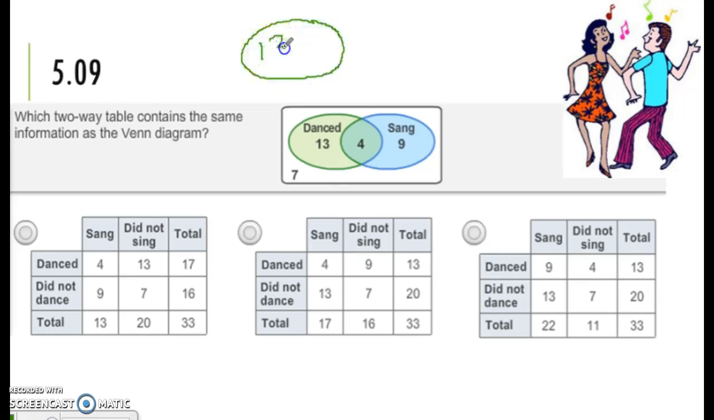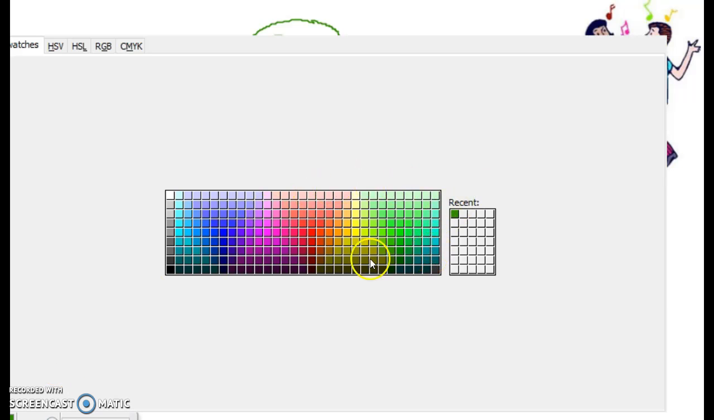And I have the number 13 and 4 in that green circle. So if I wanted to know the total number of people that danced, I would add those together. And that tells me that there's 17 total people in that green circle who danced.